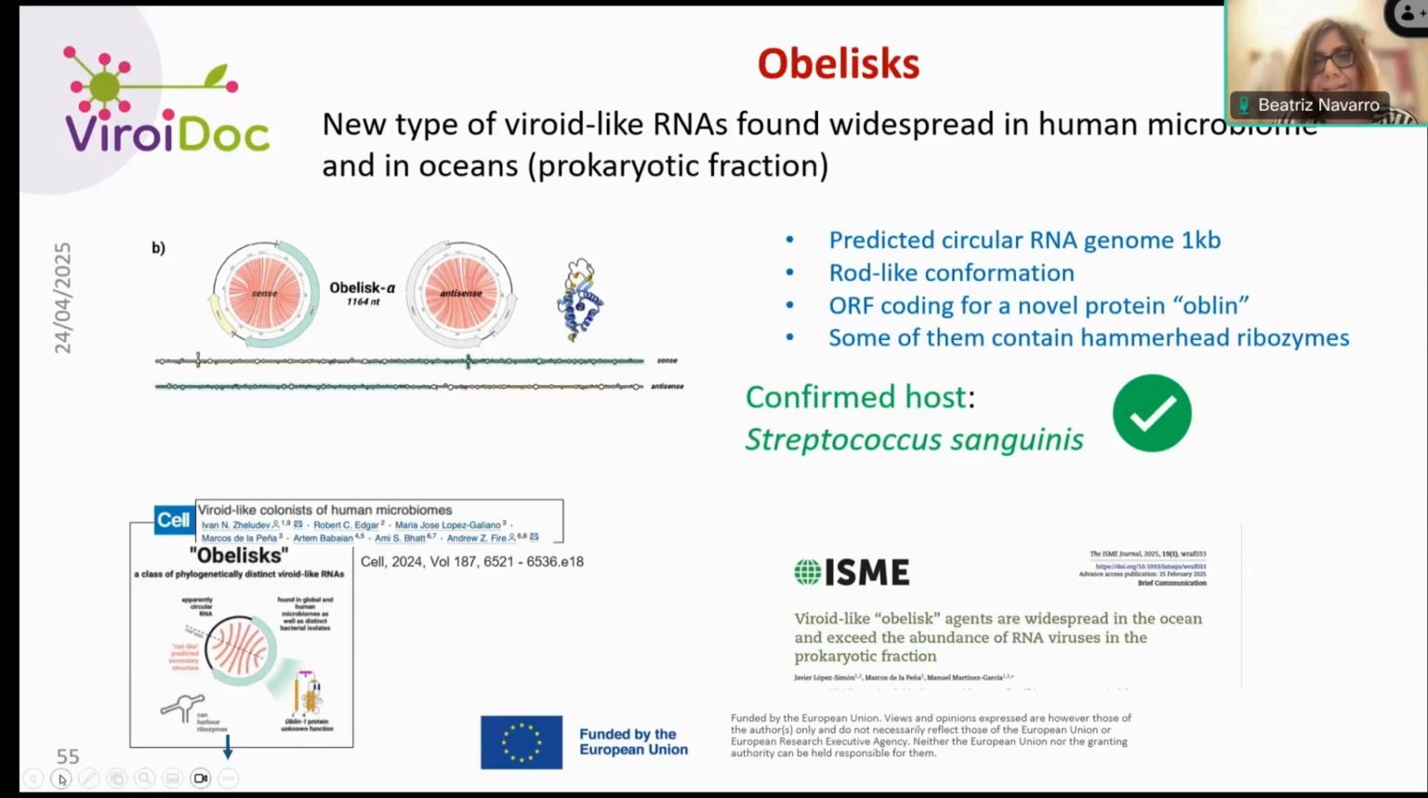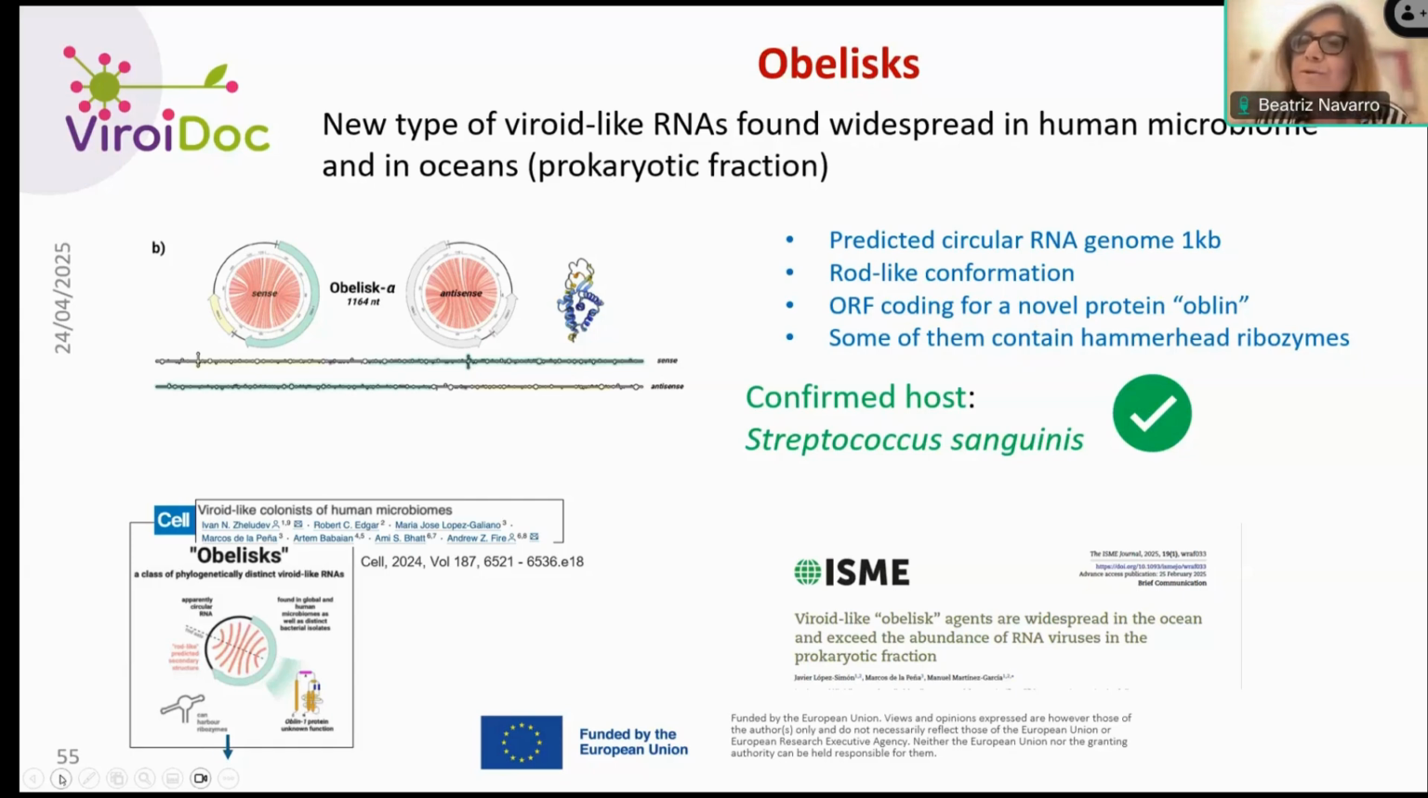The obelisks have a predicted circular RNA genome of about 1 kilobase and adopt an almost perfect rod-like conformation. They have coding properties. They code for a novel protein, oblin, in all of them, that shows a specific predicted tertiary structure that is conserved in all of them, whose function is unknown. And only a small group of them contains hammerhead ribozymes in both polarity strands.